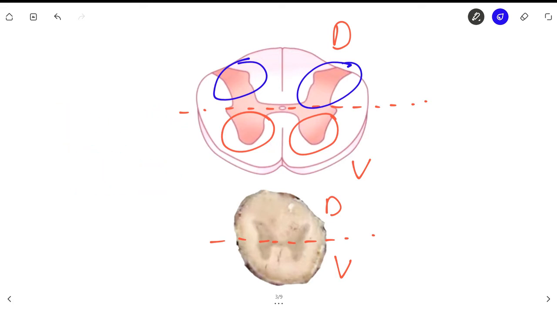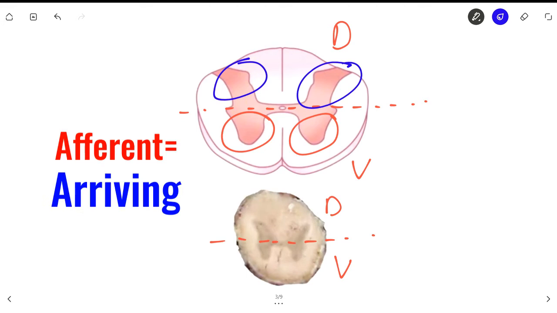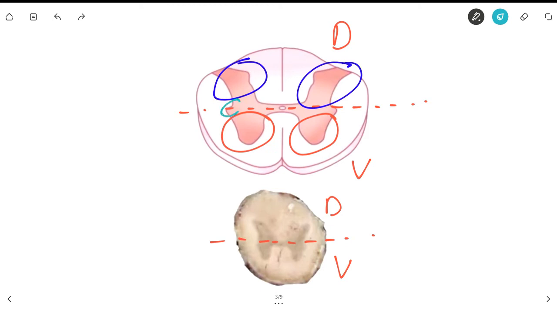The dorsal horn controls somatic sensory activity. So it sends the sensory information from the organs to the brain. Sensory information is afferent. And this area over here, which is a small bump, can be found in some regions of the spinal cord. This bump is called the intermediate zone.